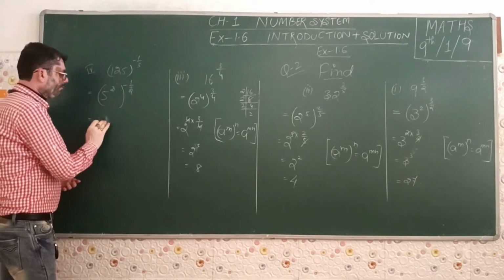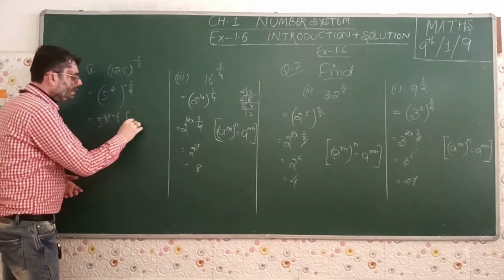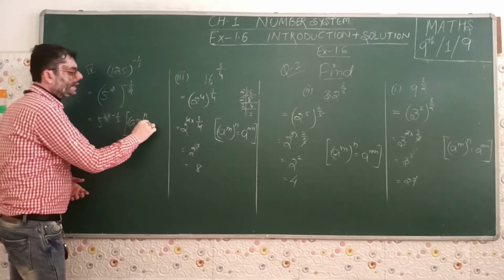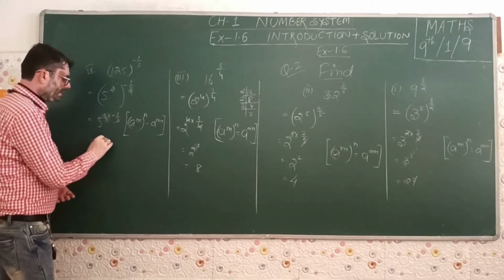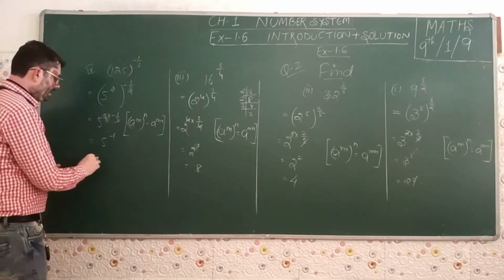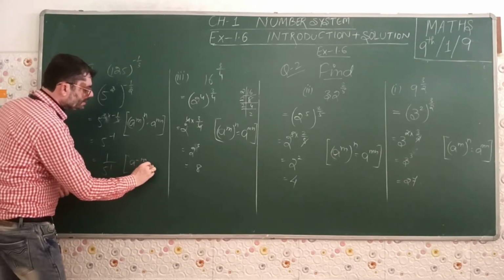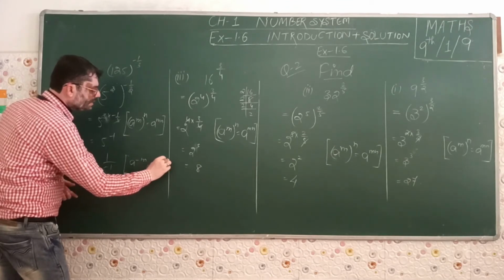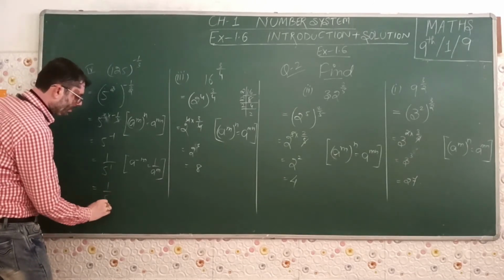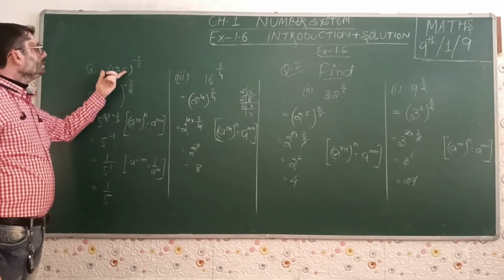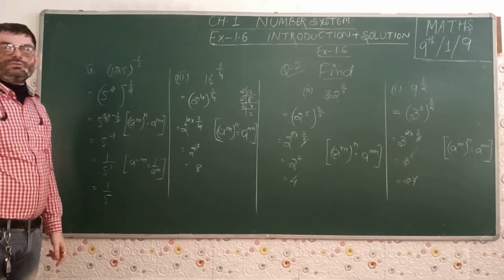Applying the same rule, 5 to the power 3 into minus 1 by 3, because we know (a to the power m) whole to the power n is a to the power mn. So this 3 and this 3 cancel, and we get 5 to the power minus 1. You can write this as 1 by 5 to the power 1, because we know a to the power minus n is 1 by a to the power n. This is also a law of exponents. So the final answer is 1 upon 5. So 125 to the power minus 1 by 3 can be expressed as 1 upon 5 in its simplest form.